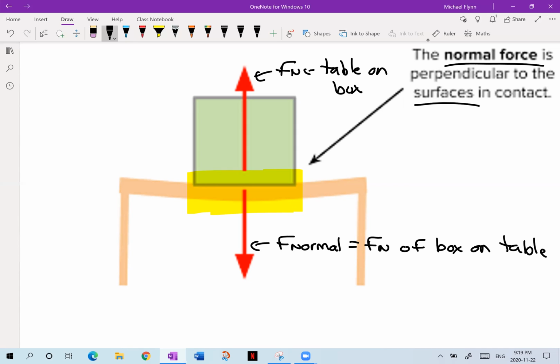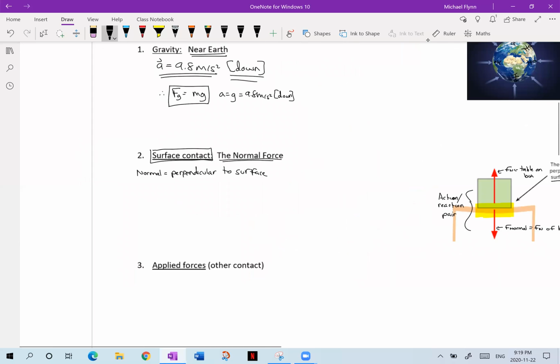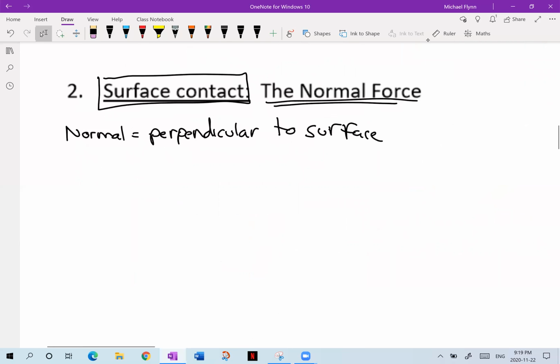Now, these two forces, this is Newton's third law, these two forces are an action-reaction pair. Remember how Newton's third law is for every action, there's an equal and opposite reaction? So these two forces would be equal and opposite, according to Newton's third law. In other words, the force of the table on the box would equal the force of the box on the table, just in opposite directions, okay? So we call that an action-reaction pair. I know the arrows don't look like they're the same size, but just ignore that for now. So that's a normal force, okay?